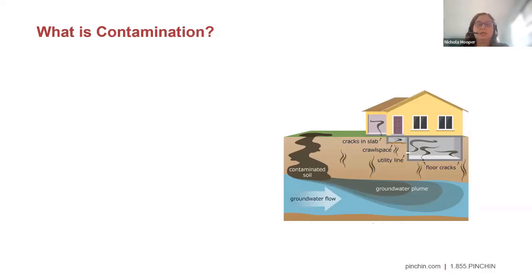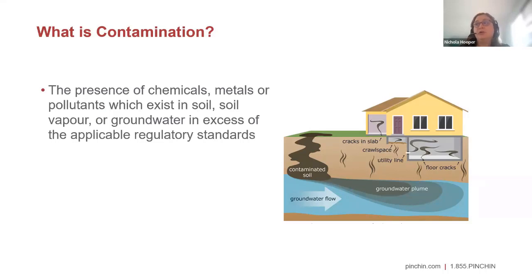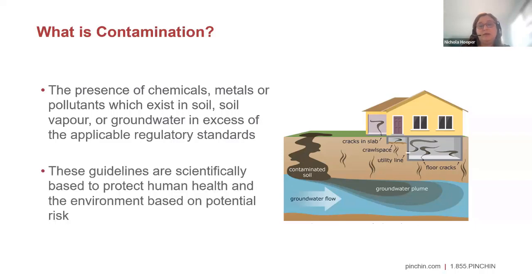First question is, what is contamination? Contamination is the presence of chemicals, metals, or pollutants which exist in soil, soil vapor, or groundwater in excess of the applicable regulatory standards. The regulatory standards are a risk-based measurement, which means that we can have contaminants below the soil and groundwater concentrations at the site, and the site would still be considered clean or an acceptable risk. If the concentrations exceed the standards, the site is considered contaminated.